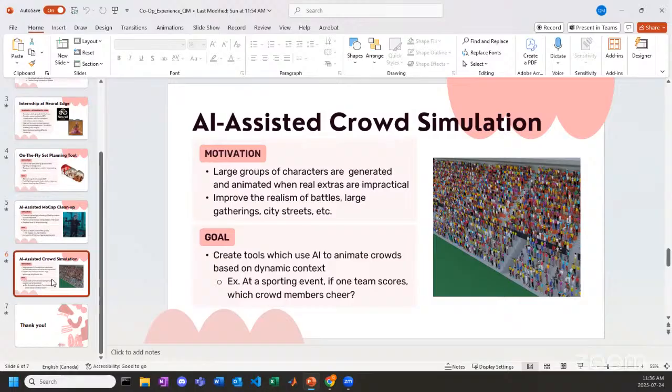dynamic context. So you can think of an example as at a sporting event, if one team scores, which crowd members are going to cheer and be excited, and then which crowd members are going to boo or just look dejected. So those are some ideas of projects that they're in the beginning stages of planning.